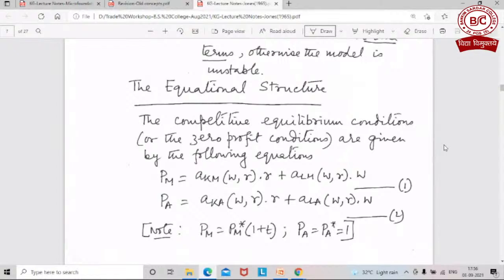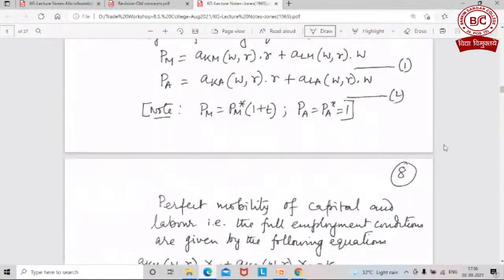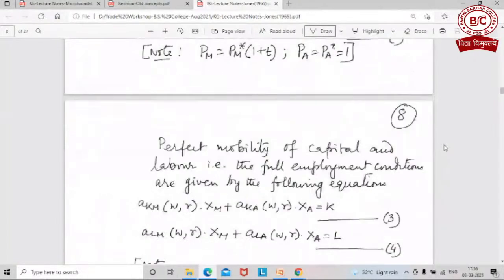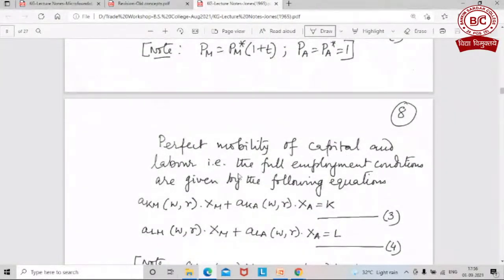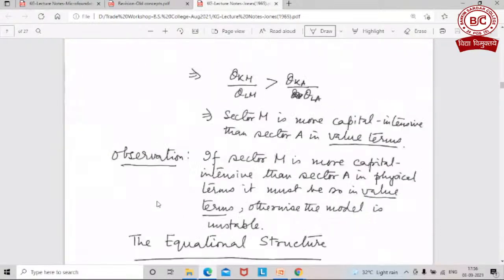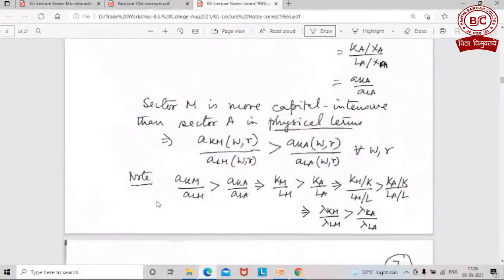Is it okay to everybody? Perfect mobility of capital. What is AKM XM? AKM is KM divided by XM, isn't it? So AKM times XM is what? KM, isn't it? Agree? Just on a piece of paper you write. I have shown it here.